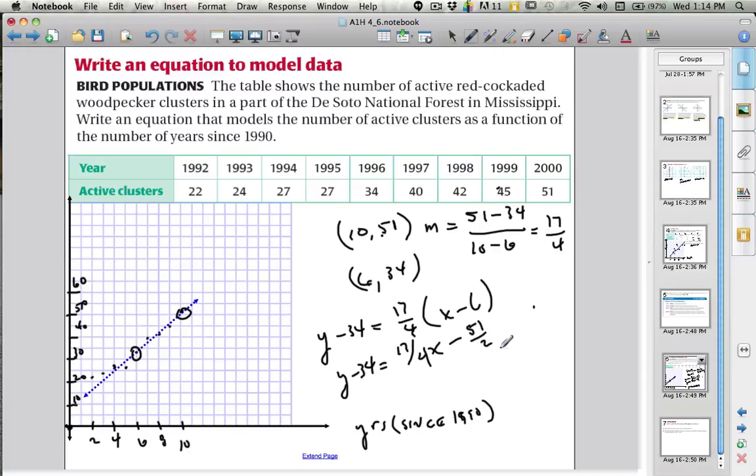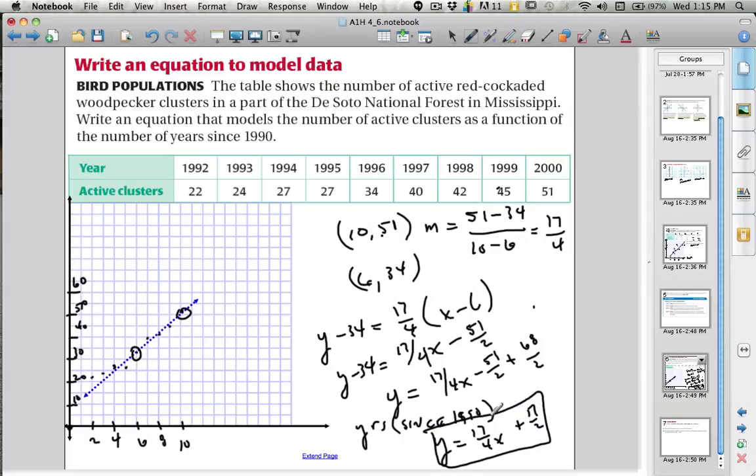And then if I want to add 34 to either side, that's 68/2. So y is equal to 17/4 x minus 51/2, but plus 68/2. Right? And the difference between 68 and 51 is again 17. So my final, pardon me for having to skip over, is 17/4 x plus 17/2. Okay, that is my equation.